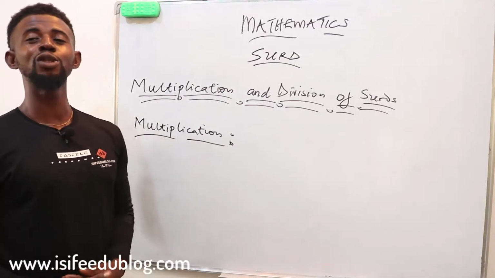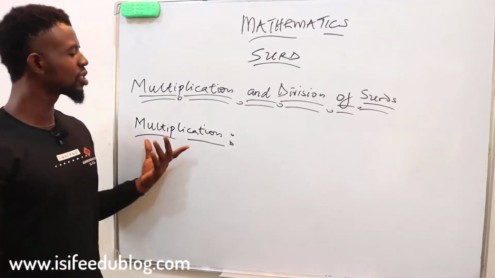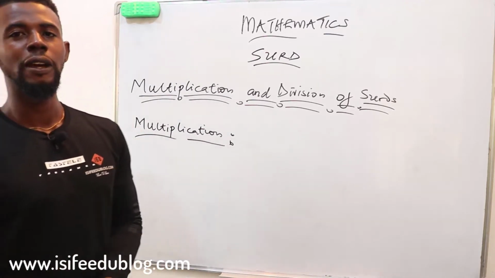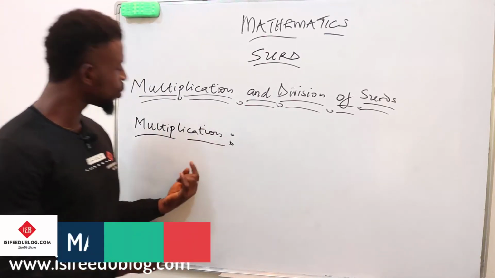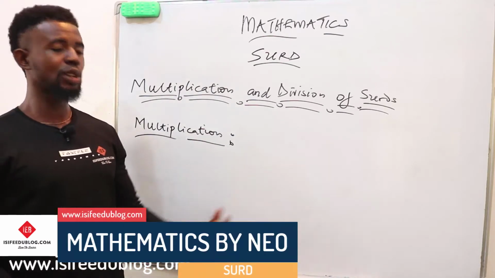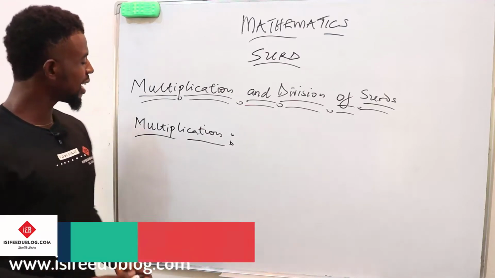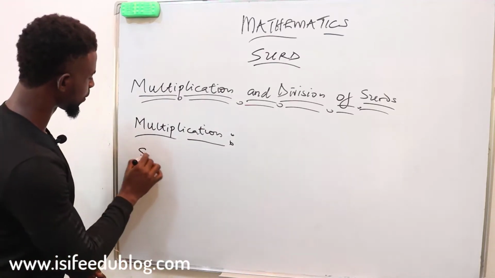Alright, so up next for us will be the multiplication and division of surds. Now, we're starting with multiplication of surds. Okay? I'll be looking at multiplication of surds in two forms: the multiplication of simple surds and the multiplication of compound surds. So let's see the multiplication of simple surds.